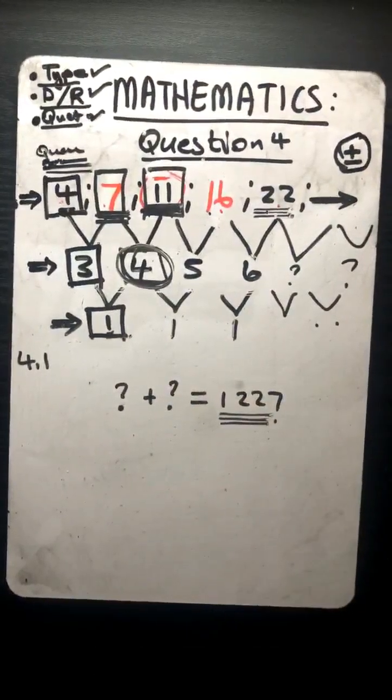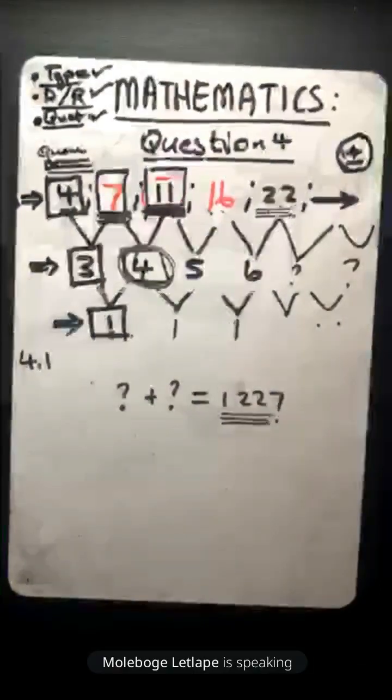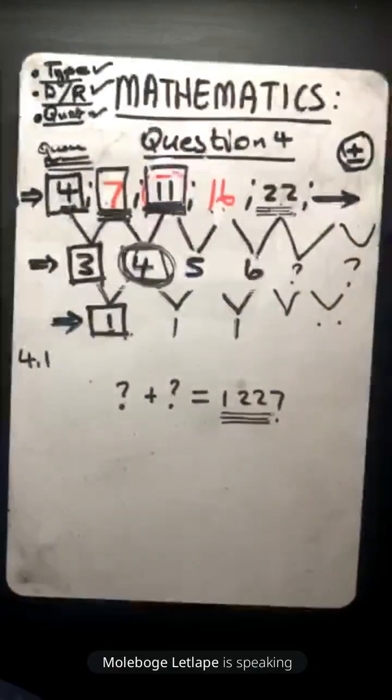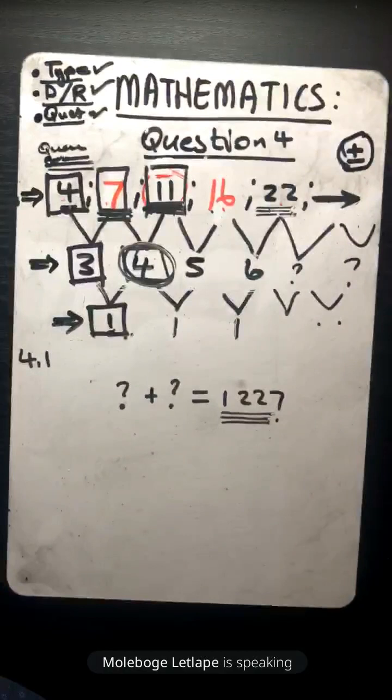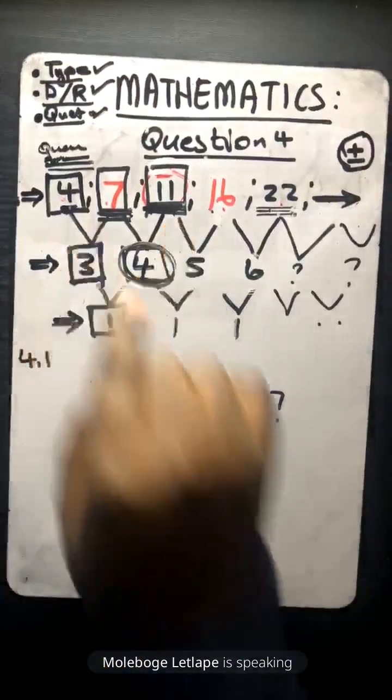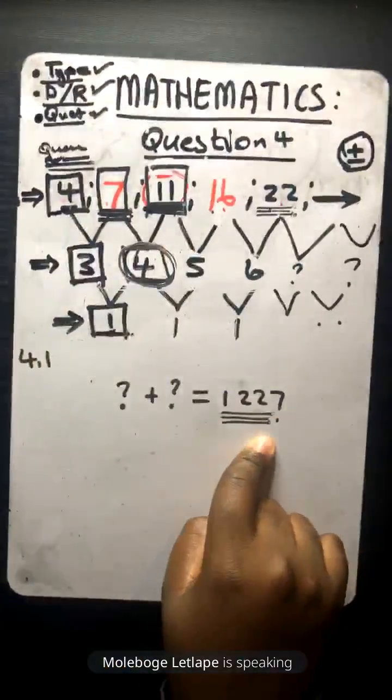Yes, you were saying something. Yeah, I understand the question. It means for two consecutive terms, so it's 1,227. Yes. I understand. Yes.